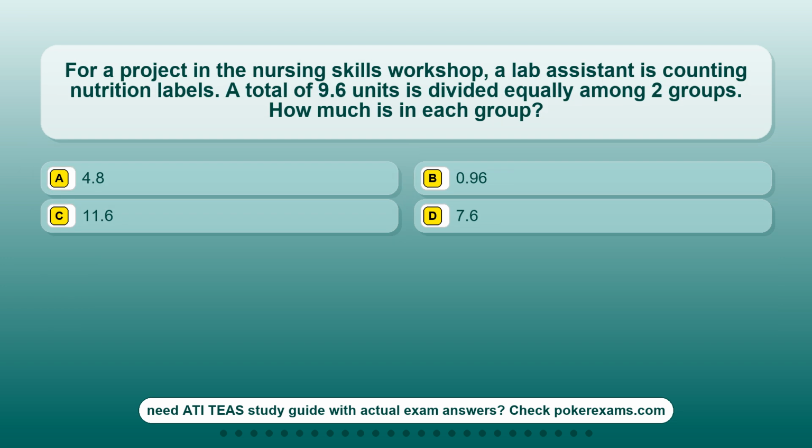Question 6. For a project in the nursing skills workshop, a lab assistant is counting nutrition labels. A total of 9.6 units is divided equally among 2 groups. How much is in each group?